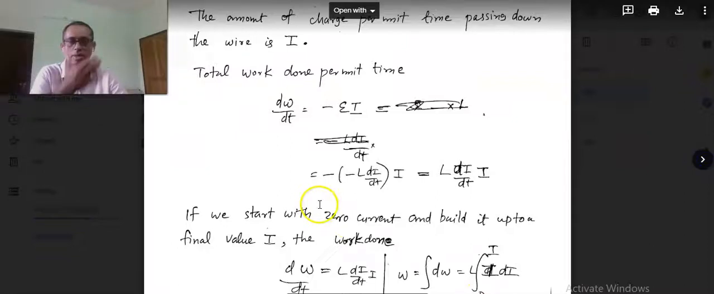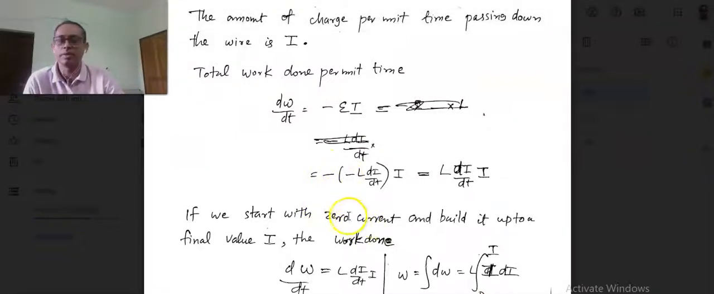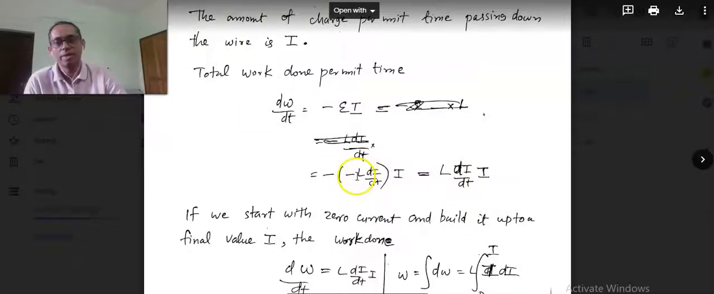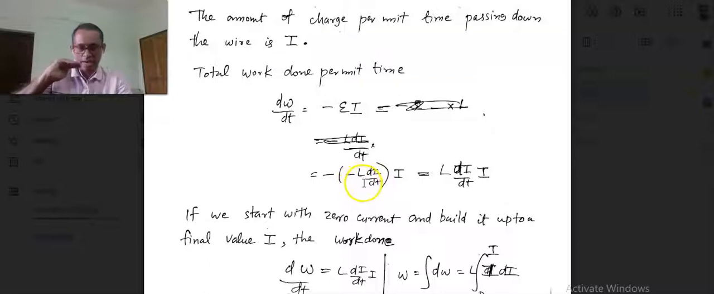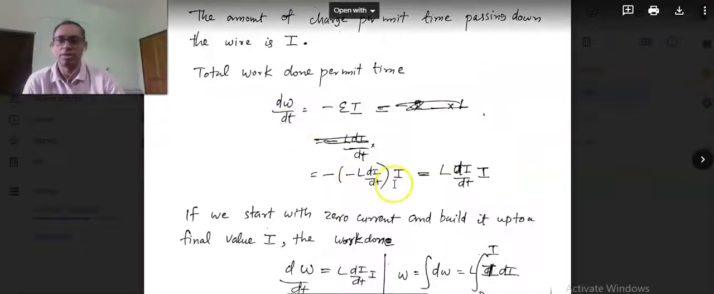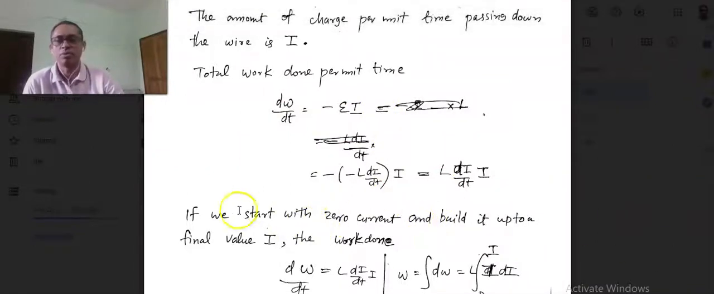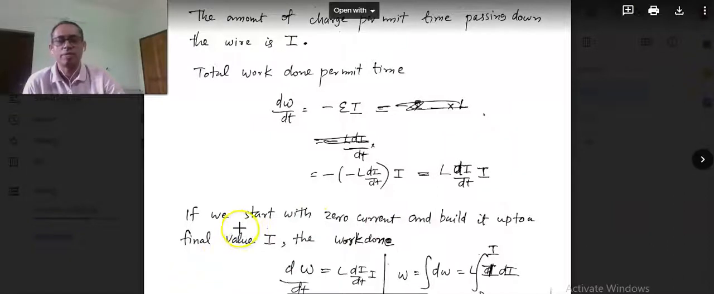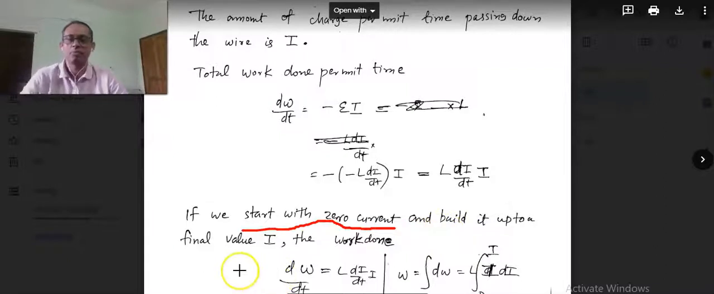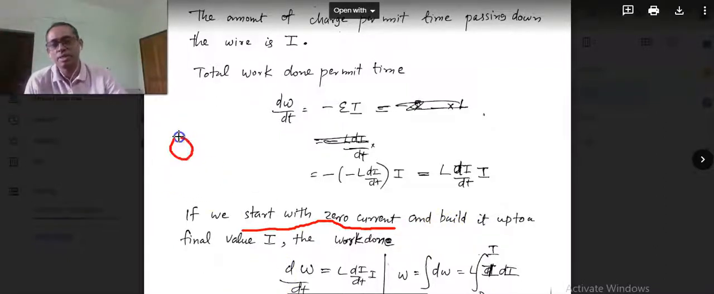So the dW by dt, the work done per unit time, is equal to L di by dt into I. When a current I is flowing at a particular instant, this is the work done per unit time against the back EMF. Now, suppose we start with zero current and build it up to a final value I. So we are increasing current from 0 to I.